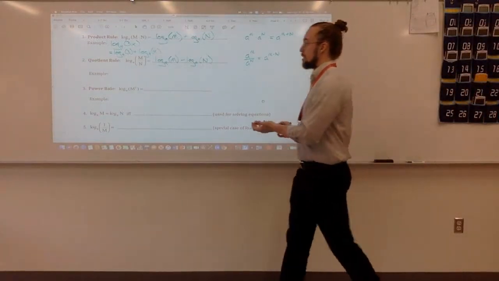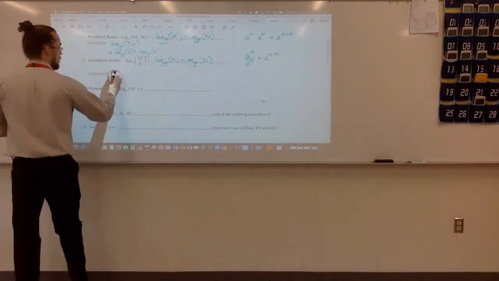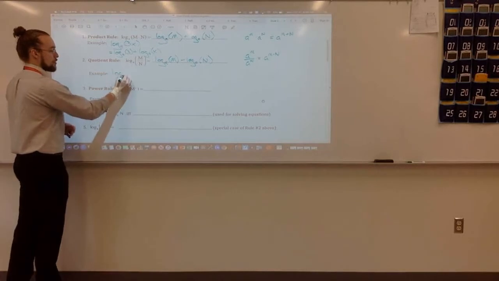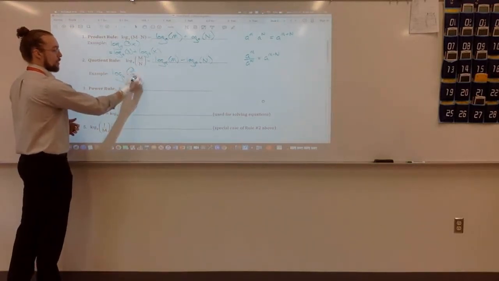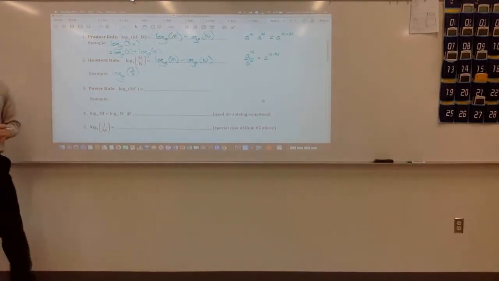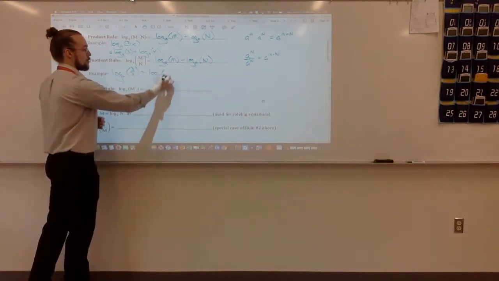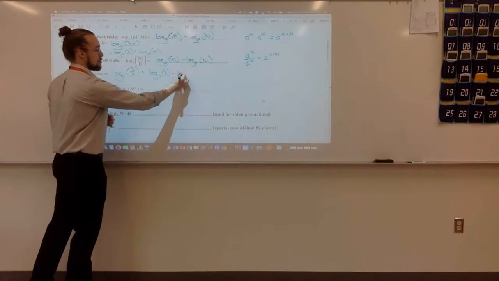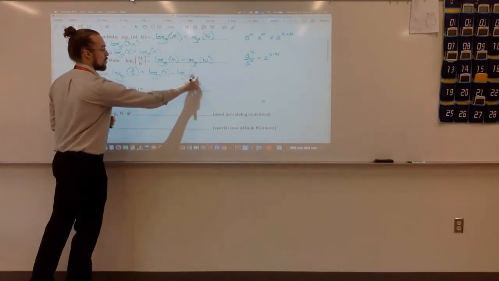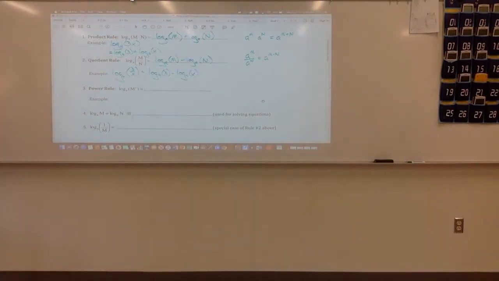So an example of that could be if I've got log base 4 of 3 over x. I could rewrite this as log base 4 of 3 minus log base 4 of x.